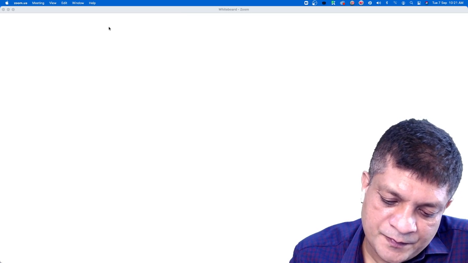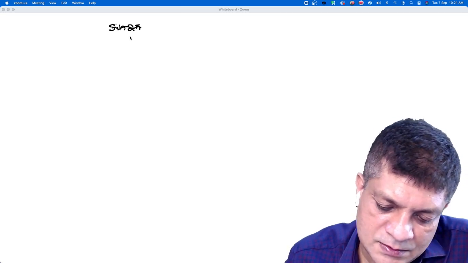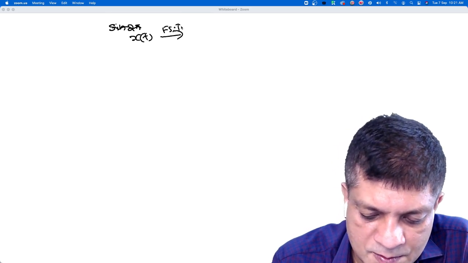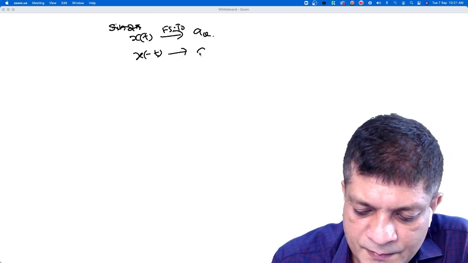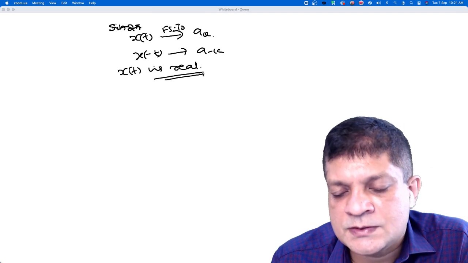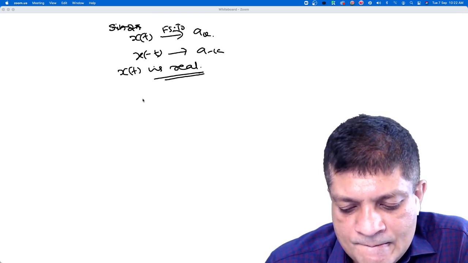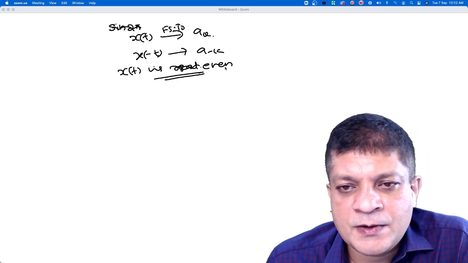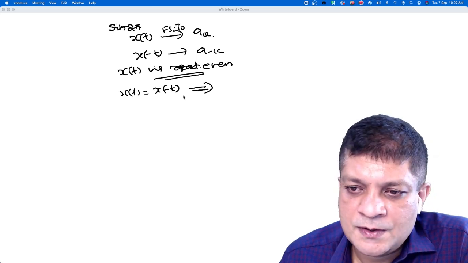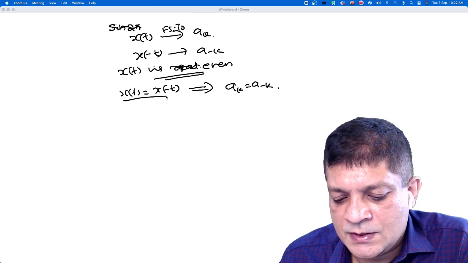Now let us consider an example. Otherwise, let us first discuss this property. If x of t has Fourier series coefficients ak with respect to t naught, then x of minus t has a minus k. Now what will happen if the signal is real? Sorry, not real, x of t is even. If x of t is an even function, that means x of t is equal to x of minus t. This implies that ak equals a minus k. If x of t is even, what about ak?